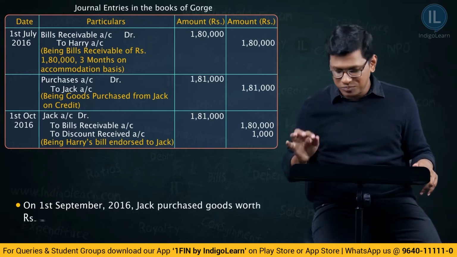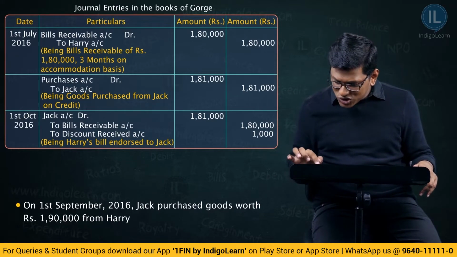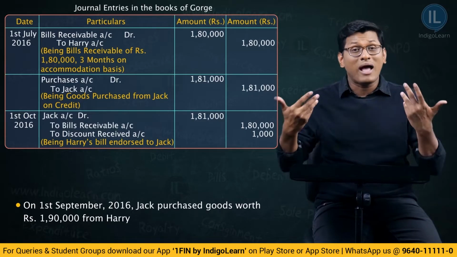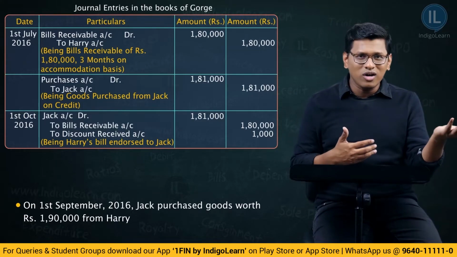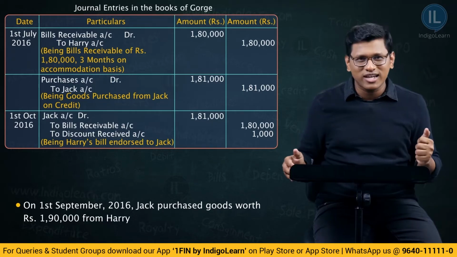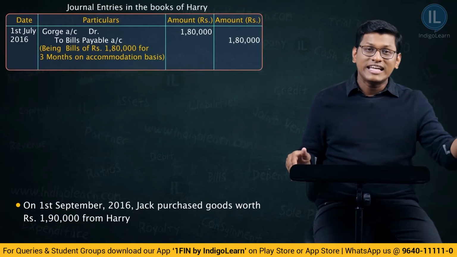What is the fourth one? Between Jack and Harry, Jack purchased goods worth 1,90,000 from Harry. From Harry's point of view, Harry sold. So Harry sold to whom? Harry sold to Jack. Please write down the journal entry in the books of Harry.